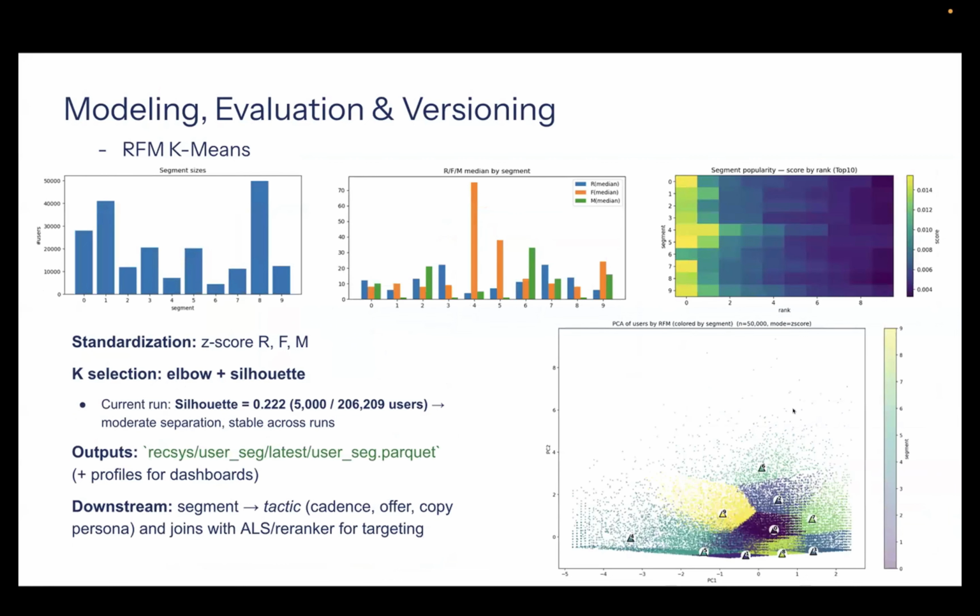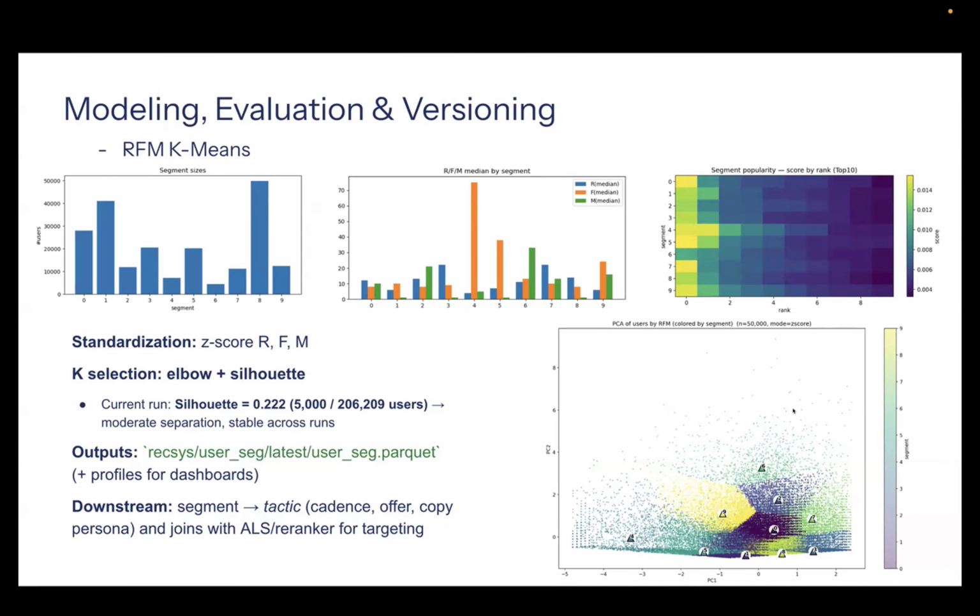This slide is our k-means segmentation. We standardized RFM with Z-scores, then chose the K with the elbow curve on within-cluster sums of squares and a sampled silhouette score. On this data, the silhouette is 0.222, which is typical for transactional RFM with large populations. It indicates we have a moderate but consistent separation.